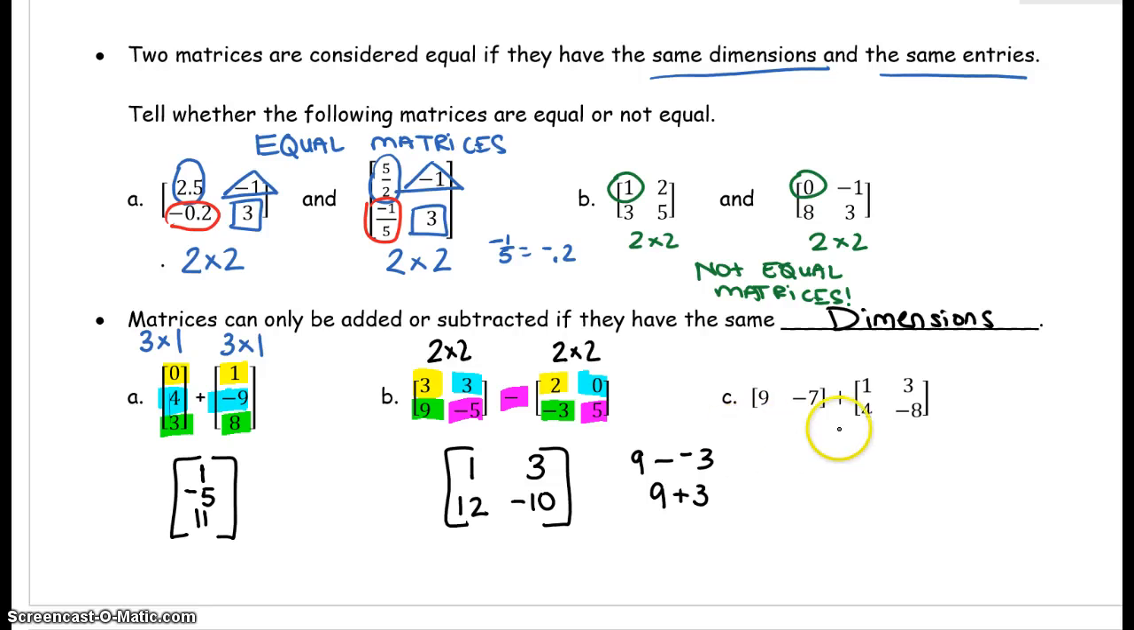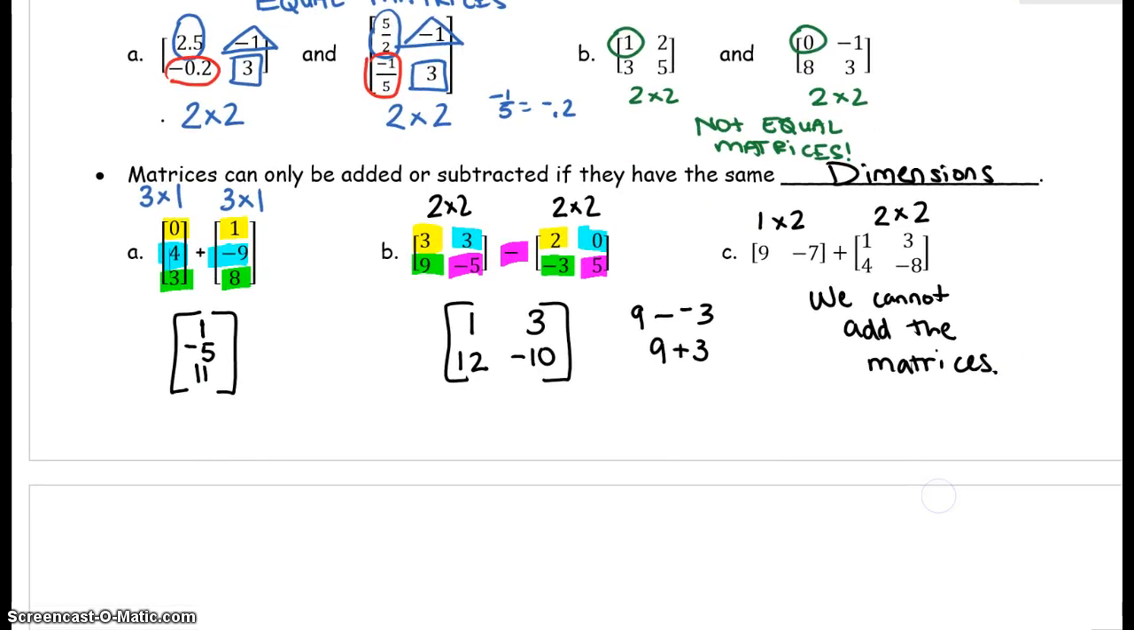And that's our final answer for that problem. All right, let's go ahead to C. In number C, the first matrix is a 1 by 2, and the second one is a 2 by 2. And since the dimensions are not the same, we cannot add the matrices. So that's the one big requirement that we have to follow. And in this case, we can't do it. So that's our answer.